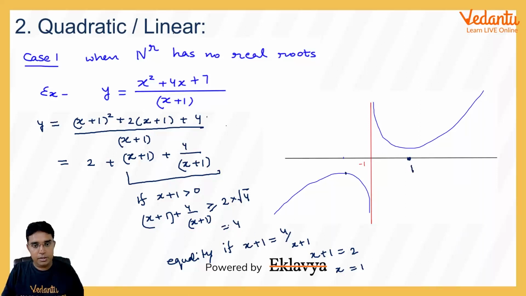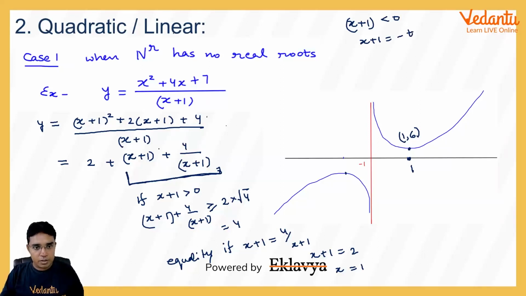You can check. This is going to be greater than or equal to 4. That means 4 is the value of the minimum for this expression. And also we have to add 2 to this. So at 1, my minimum value will be, I think, 6. Similarly, now when x plus 1 is negative, you can write x plus 1 to be equal to minus t.